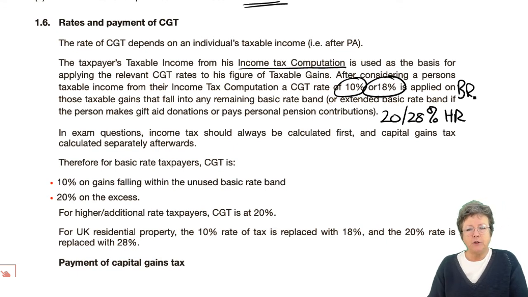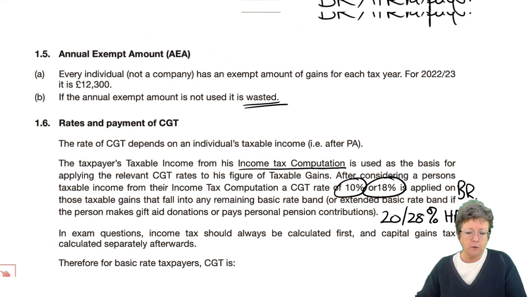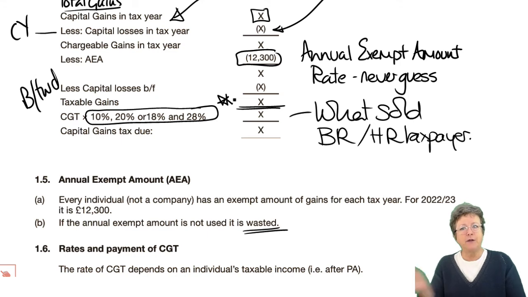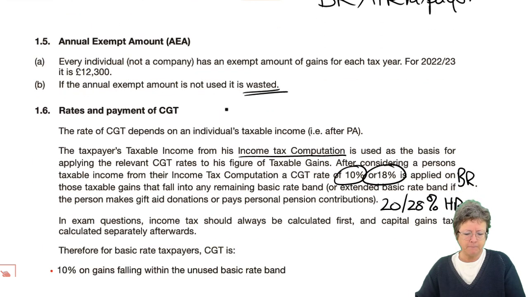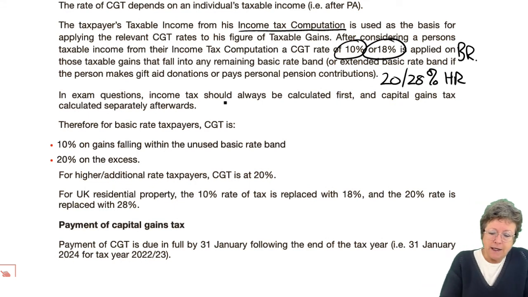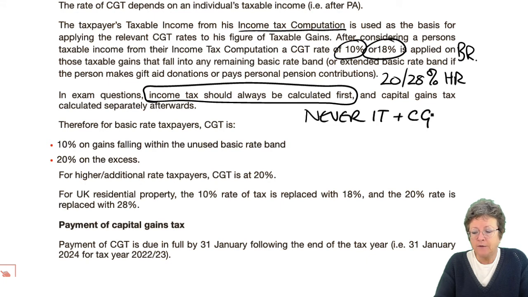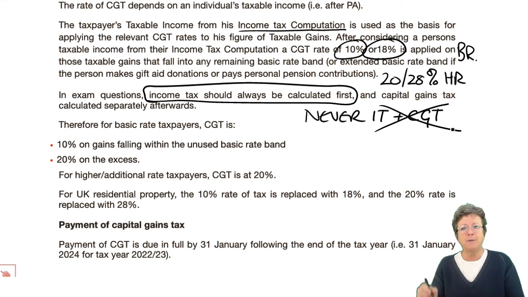Now, if you are working out capital gains tax for an individual and you've got to this point here, you may then have to divert back to the income tax to work out whether they are basic rate or high rate. Now that's become more common in the exams because it tests your ability to be able to do that. Okay. So if that's the case, then you need to work out the income tax position. Now never ever add income tax and capital gains together. Never. They are 2 separate taxes.